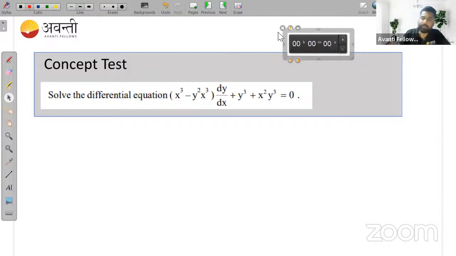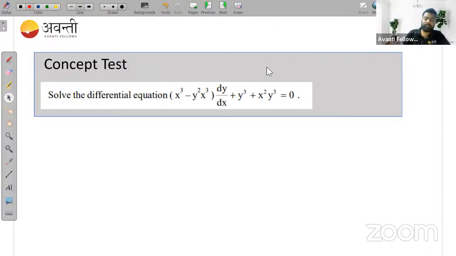Okay, so it's time. Solve the differential equation (x cube minus y square x cube) dy by dx plus y cube plus x square y cube is equal to 0. So the first duty is, what should you do first? We need to separate both the variables. So how can we separate these variables?